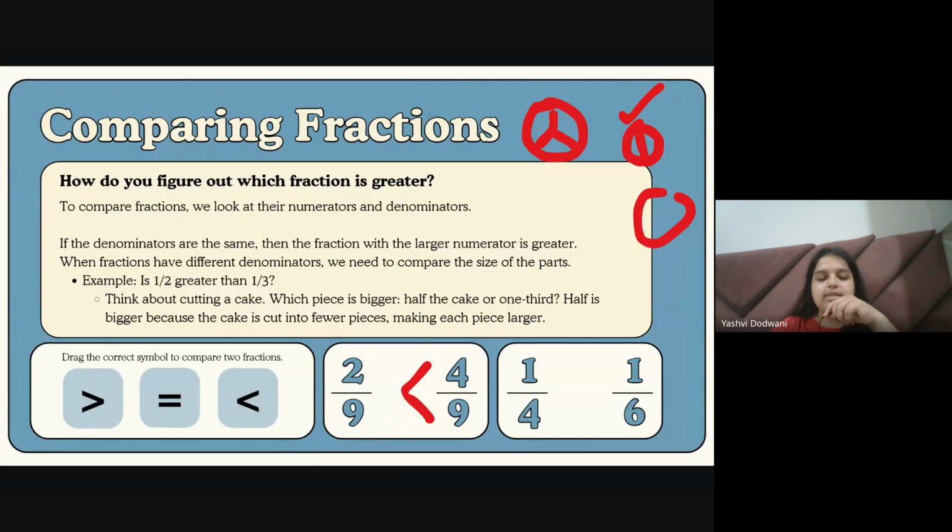if we cut this pizza into four, the size of the slice would be bigger. But when we cut the pizza into six parts, the size will go less. So the smaller the denominator, the greater the part. Okay.